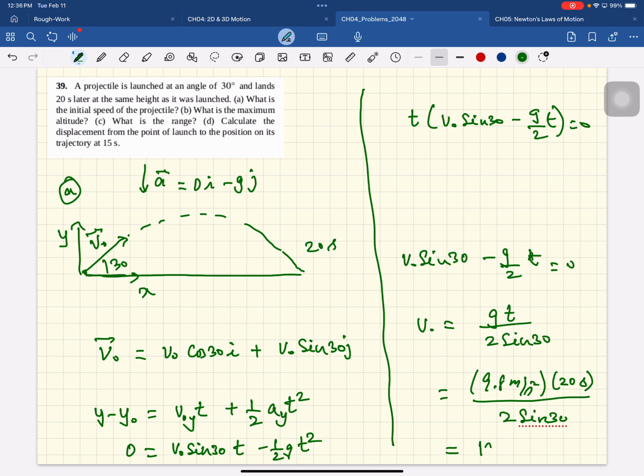98, 196. Okay, so the initial speed is about 200 meters per second. 10 meters per second is roughly 25 miles an hour. So that's 20 times, so 500 miles an hour. So this projectile is launched at 500 miles an hour, and you see that makes sense. It lands 20 seconds later.